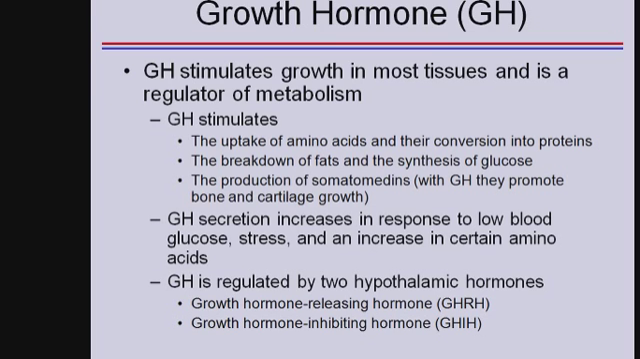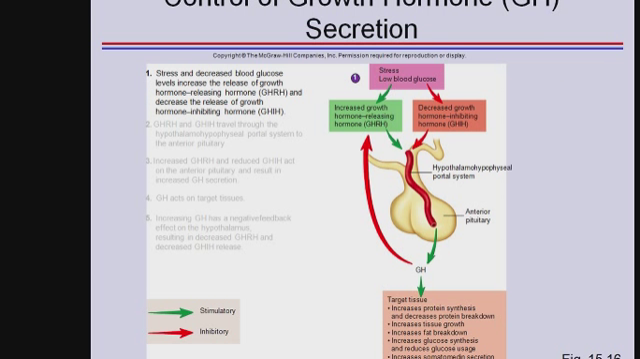Growth hormone secretion increases in response to low blood glucose, stress, and an increase in certain amino acids. Growth hormone is regulated by the hypothalamic hormones GHRH and GHIH, the growth hormone releasing hormone and the growth hormone inhibiting hormone. So let's check out growth hormone right here. Stress and decreased blood glucose levels increase the release of growth hormone releasing hormone, GHRH, and decrease the release of growth hormone inhibiting hormone.